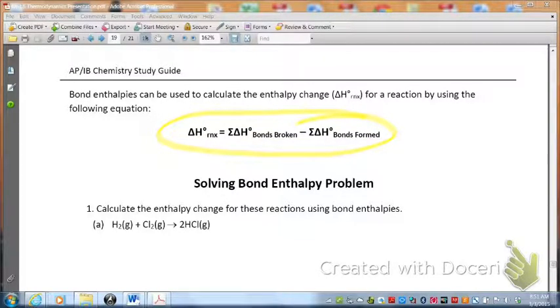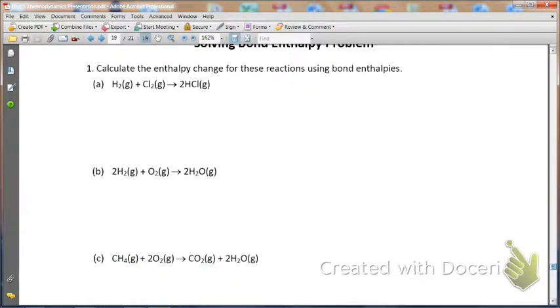Alright, so what we're going to do is we're going to use this equation for some practice problems here. And we're not going to go through all of them. We'll do a few, and we'll do some of these in class to make sure and double check that we're okay. But let's go through at least 2 or 3 of them. Alright, so it says calculate the enthalpy change for these reactions using bond enthalpies. So what we're going to have to do is use the table that I provided in your notes in order to determine the bond enthalpies and calculate these.